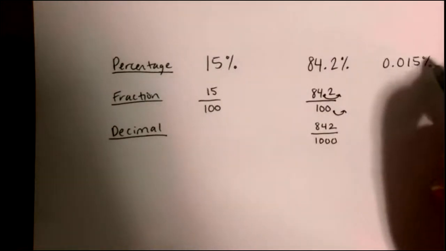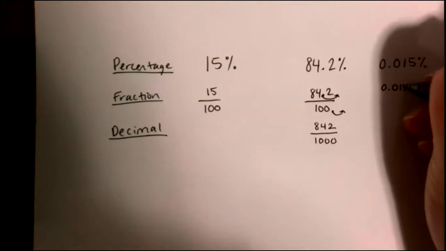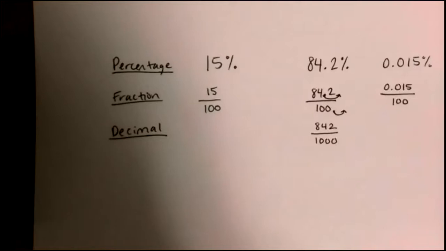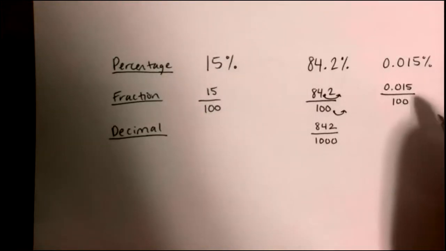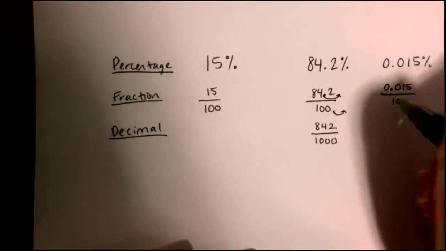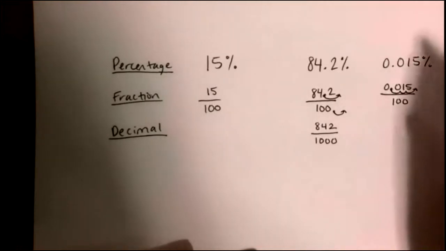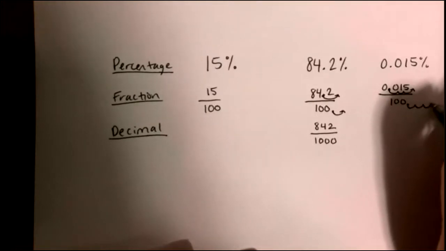Now this one, we have a decimal percentage. It's still a percentage, so all we have to do is take this number, 0.015, put that over 100. Once again, this doesn't look right. We have a decimal inside of a fraction, so to make that look better, this number, we need to move the decimal 3 places to the right. We want to do the same thing with the 100 here. So 3 places to the right.